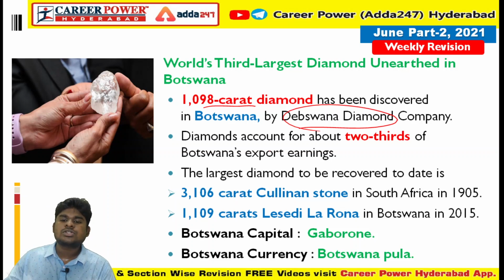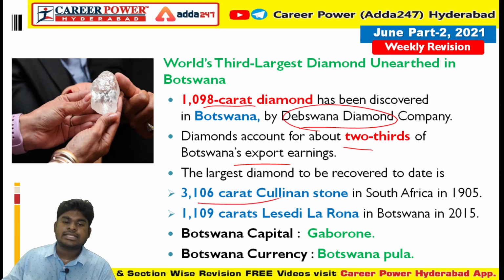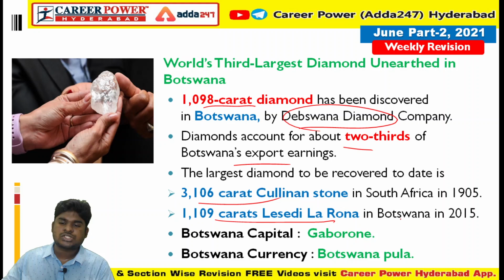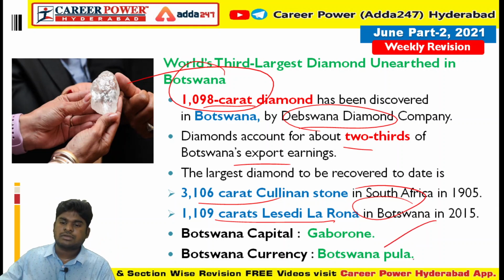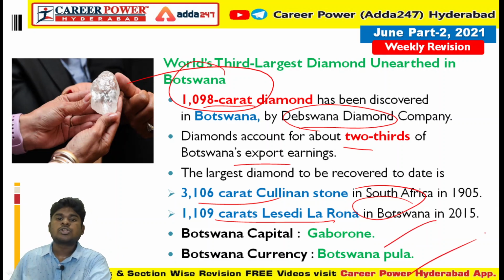Botswana accounts for nearly two thirds of the country's exports. The largest diamond recovered till date is the 3106 carat Cullinan stone, which was found in South Africa. Then the 1109 carat Lesedi La Rona stone, which was found in Botswana itself. And the third one, the 1098 carat diamond, was also found in Botswana. Also remember, the capital of Botswana is Gaborone and the currency is the Botswana Pula.